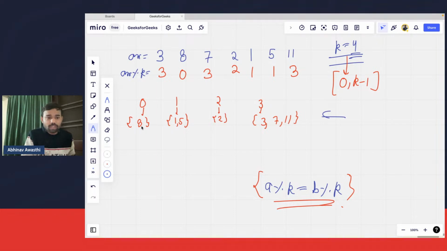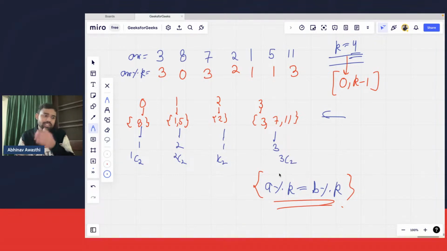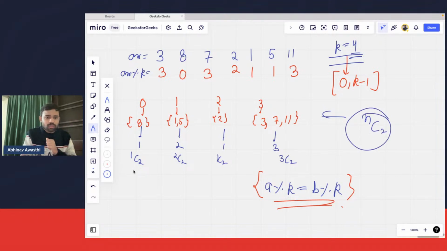So here in this group, we have one number. Here we have two numbers. Here we have one number. Here we have three numbers. So it's 1C2, 2C2, 1C2, and 3C2. This will be your answer. Because if we have n numbers, we have to make pairs of 2, so the number of ways is nC2. So 1C2 will be 0, and the other 1C2 is also 0. 2C2 is 1, and 3C2 is 2. So basically there are 3 pairs possible.